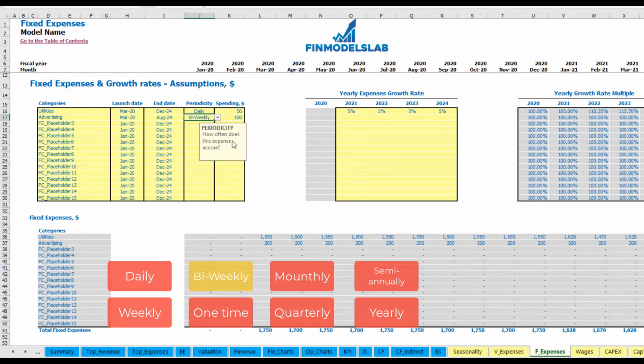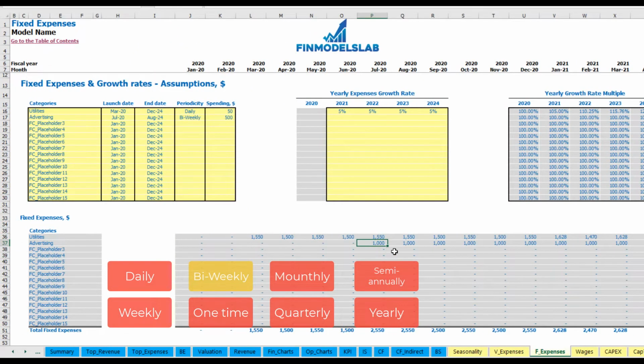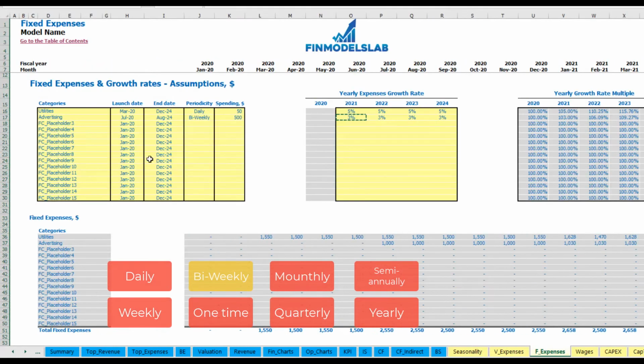Another option is bi-weekly. For example, $500. You can start from July, for example, and you will have 2 bi-weekly payments within the month. $500 multiplied by 2, you have $1,000 per month. Again, you can input some growth rate and you will see that your advertising expenses will grow year over year till August 24, which is the last date of this expense type.